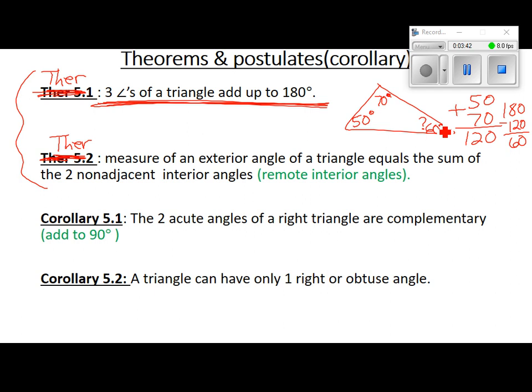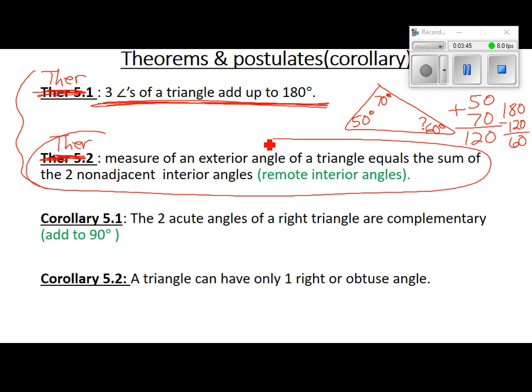The next one, this is new. One of the few new things on this set of notes. The measure of an exterior angle of a triangle equals the sum of the two non-adjacent interior angles, or remote interior angles, another way to name those two angles there. Again, if I go too fast, because I'm going to switch back to draw a picture here since there's not room on this slide, just stop the video so you can write down those two things.